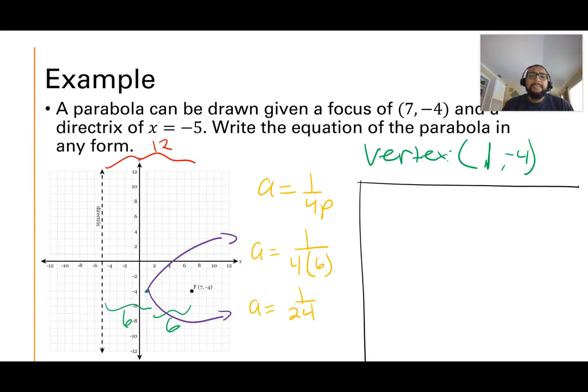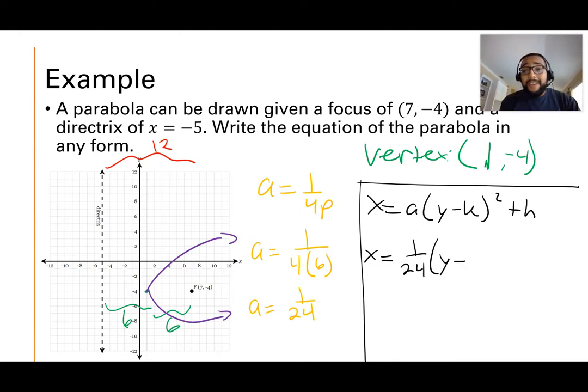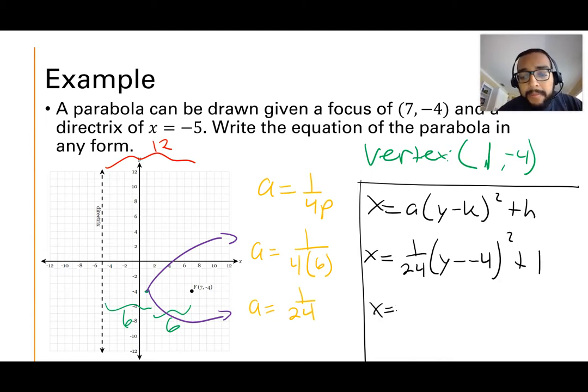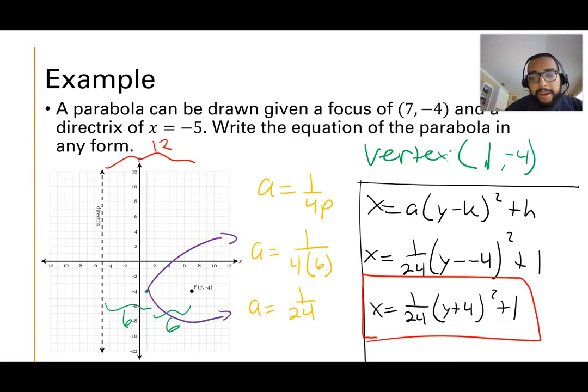So why are we doing this again? Because we want the equation of this parabola. That's why. So x equals that a value, which was 1 over 24, times (y minus my k value) squared, plus h. The k value is the y of my vertex, so y minus -4. And h is the x of my vertex, which in this case is +1. Clean it up because we like to be nice and clean, and we get our final answer. Please box it up so I don't tear out my hair.